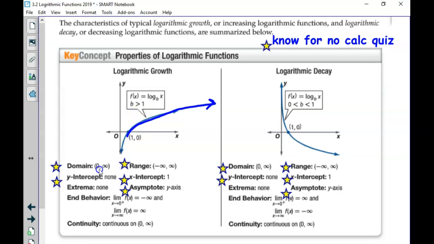The things you need to know for the quiz are domain, range, that it only crosses the x, okay? And the asymptote is the y-axis. It is approaching on the right. It will approach infinity. On the left, well, first of all, it doesn't go towards the left. It only goes to 0. So I'm not going to ask you end behavior on that. This is a decay, which would be if, for example, you had log base 1/2 of x, then the graph would look more like this.